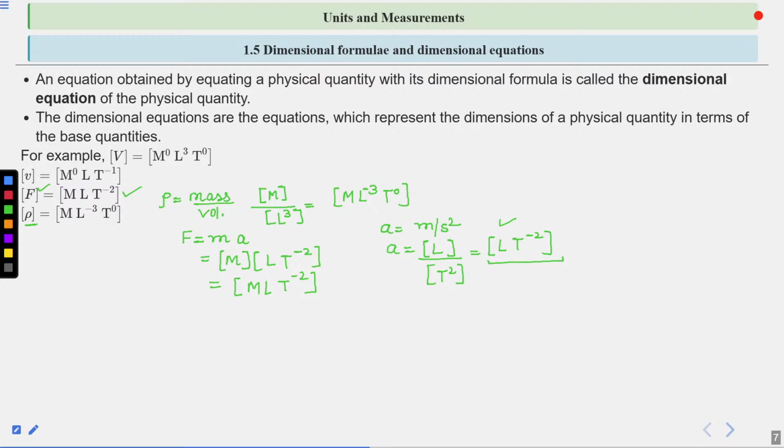Dimensional formula is necessary because it verifies the consistency of an equation, derives relations between physical quantities, converts units, identifies the nature of physical quantities, and predicts formulas. That's why this is very important. The bracket is the representation of the dimensional formula. Any doubt?